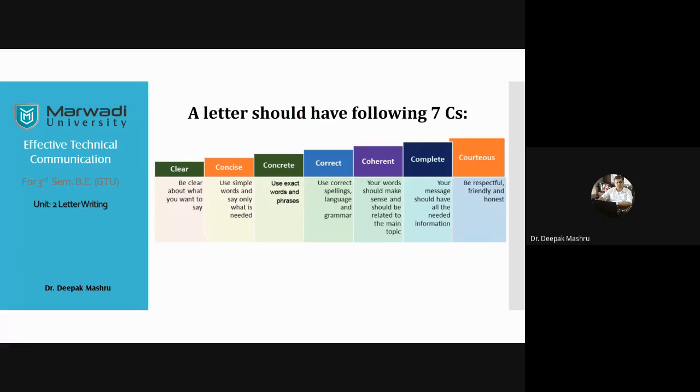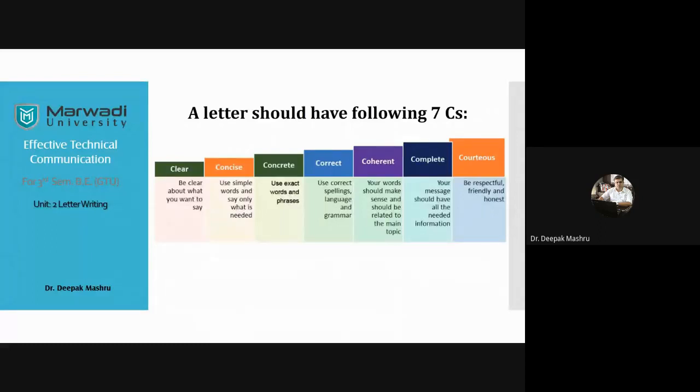Coherent. Coherent means logical sequence. Your words should make sense and should be related to the main topic, right? So there should be logical connectivity of your words. Okay. Complete. Your message should have all the needed information. It should not be that you write a letter and then explain over a phone. Then why not call the person instead of writing a letter? So whatever you want to convey, it should be clearly conveyed.